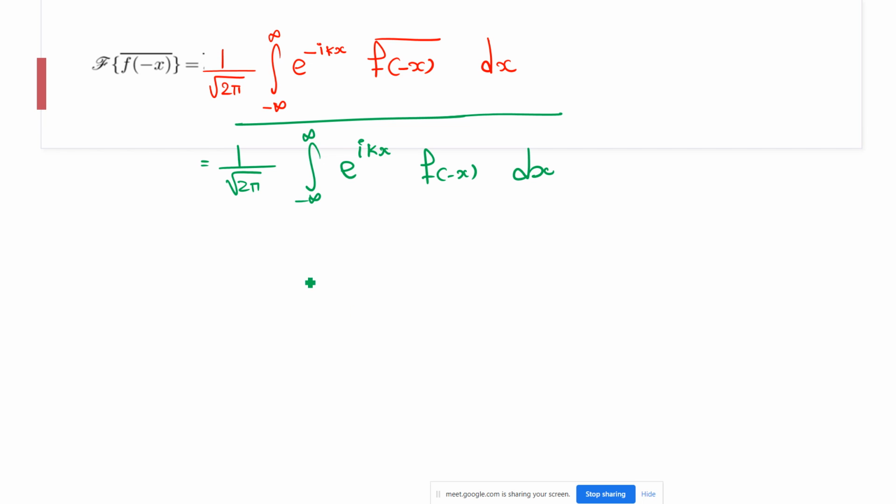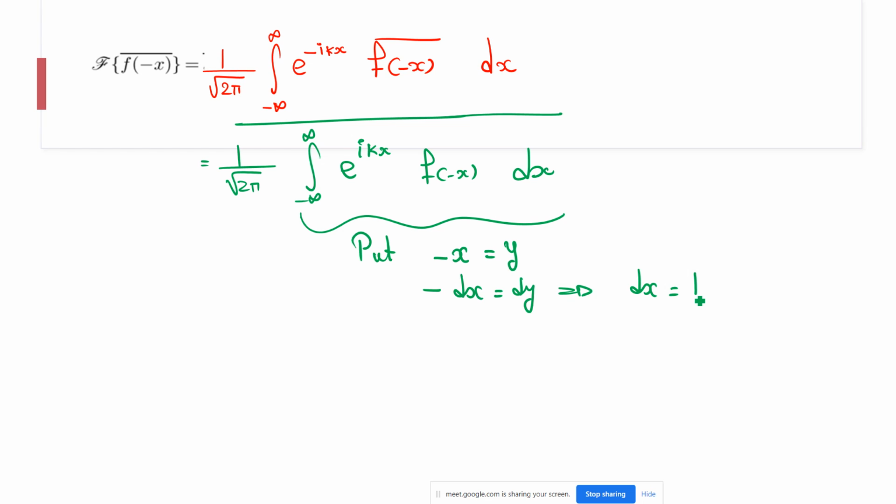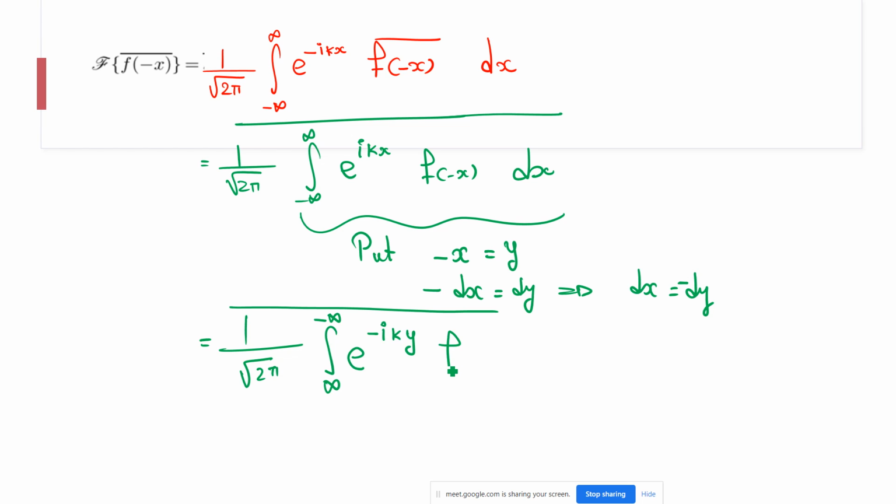Now I use a substitution of minus x is equal to y. Therefore, my minus dx is equal to dy. That is nothing but dx is equal to minus dy. Also, my sign of integration also changes. So it is 1 upon root 2 pi whole bar integrating infinity to minus infinity this time e raised to i k y f of y, and dx is replaced by minus dy. This minus sign will change the limits of this integration.